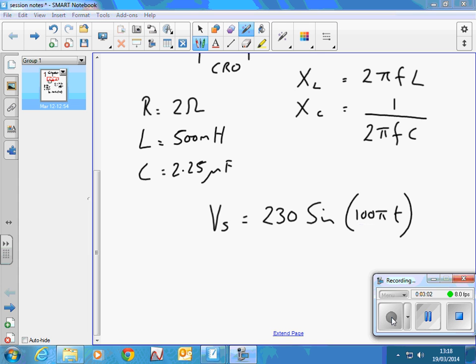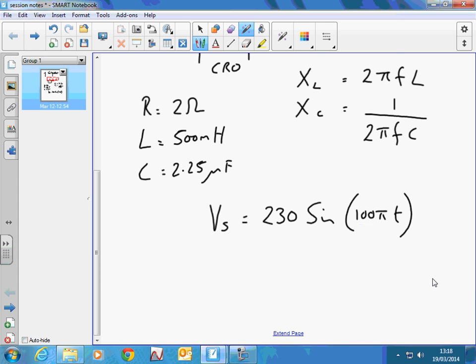So to start with this then, remember what this is. This is omega, the angular velocity. And what's the relation between the angular velocity and frequency? Omega equals 2 pi f. So we can find the frequency, which we need to be able to calculate the reactance in the circuits, and then we can calculate the current.